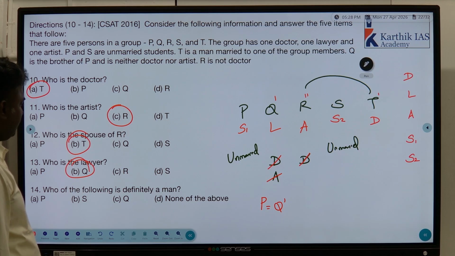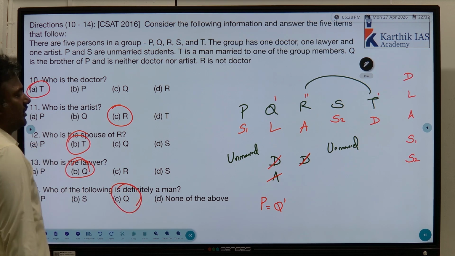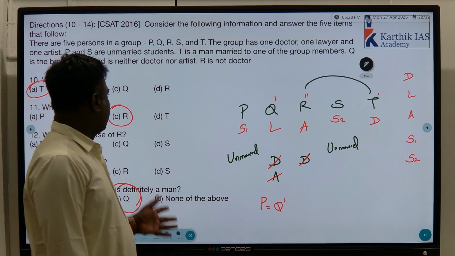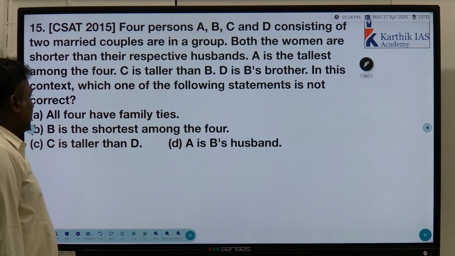Which of the following is definitely a man? Okay. R is a female. Understand? P, we can't say. Unmarried students only they mentioned. Q is a man. Okay, definitely a man. Clear? That's the idea. So 5 questions came. So we have to be careful with all these types of questions.